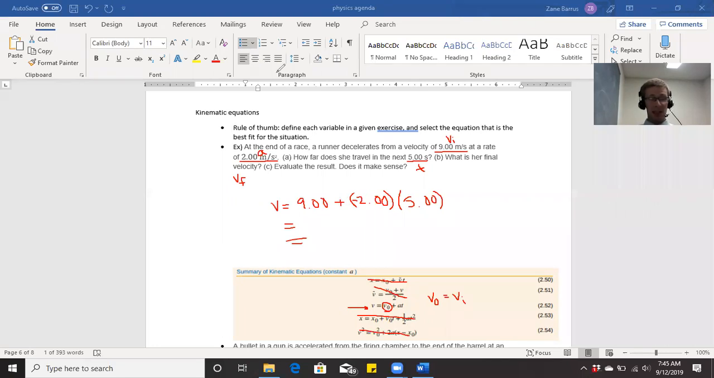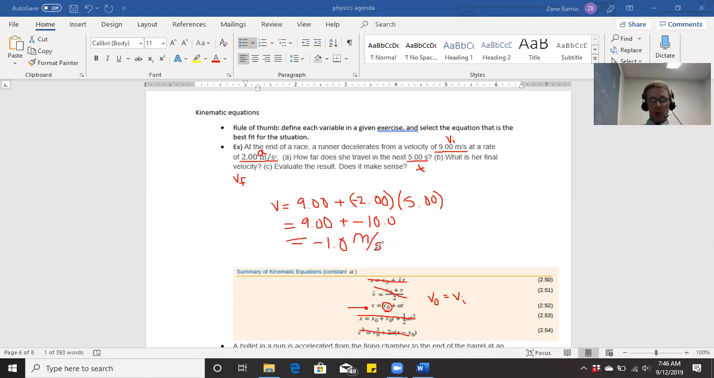Remember, it's great to make mistakes in physics because it helps you clarify things. So when we do this, negative 2 times 5 gives us negative 10.0. Negative 10.0, we're going to add that to 9.00. 9.00 plus negative 10.0 gives me negative 1.0. And that is the correct answer. So remember, we had to go back and change our work because the object was decelerating, meaning it had a negative acceleration.